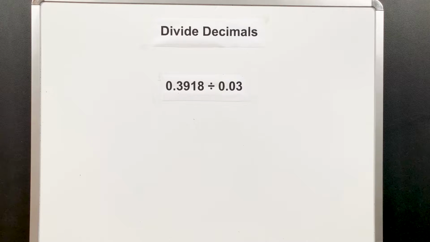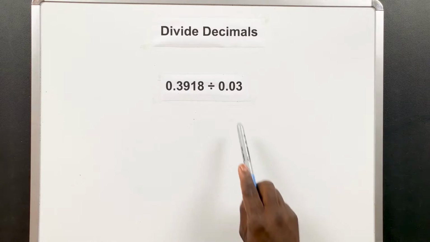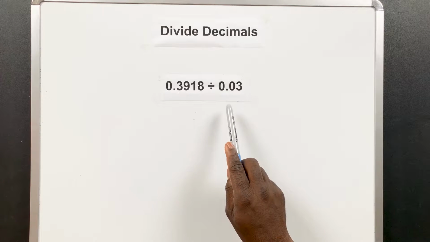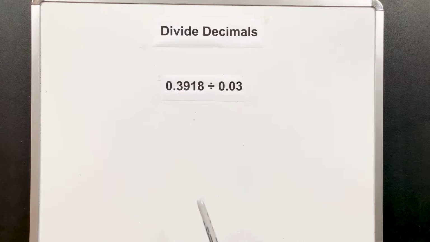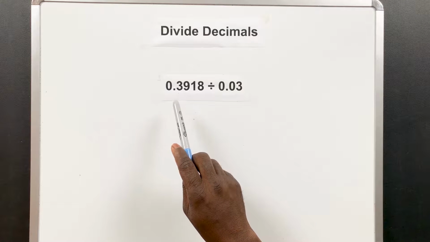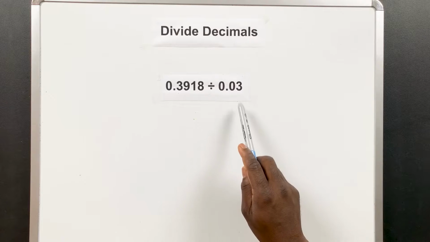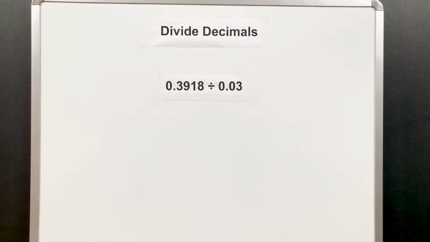Now, before we get started, we want to always be clear about what our strategy is. So our strategy is to move the decimal point in the divisor right here to the right to make it a whole number. And then we're going to move the decimal point in our dividend the same number of spaces to the right that we moved the decimal point in the divisor. Once we do that, then we will be ready to perform our division operation.